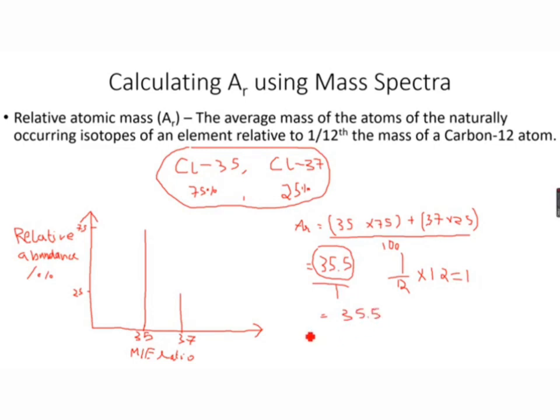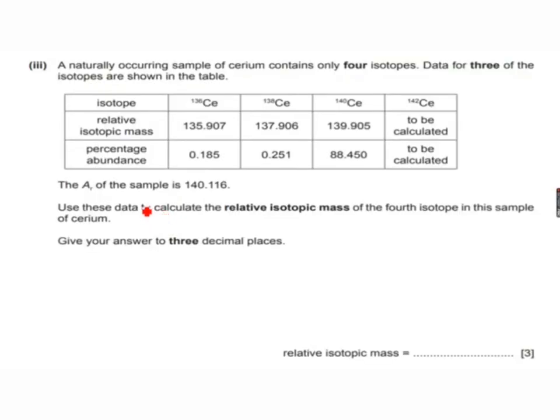So this is the relative atomic mass of chlorine, and that's how we calculate relative atomic masses. Now we are going to do some exercises wherein we will be calculating the relative atomic masses of some elements. So a naturally occurring sample of cerium contains only 4 isotopes. Data for 3 of the isotopes are shown in the table.